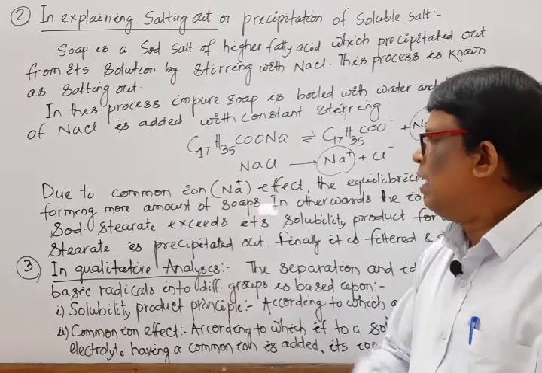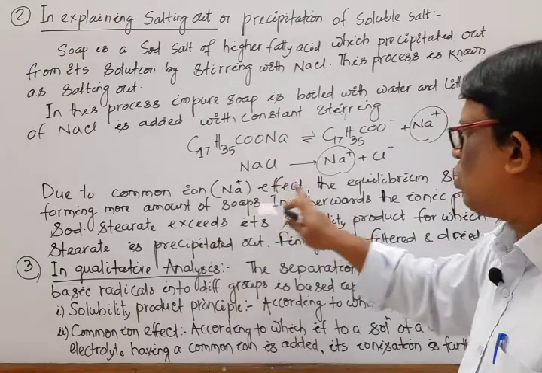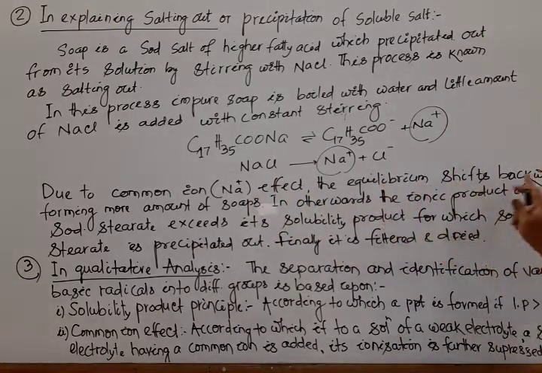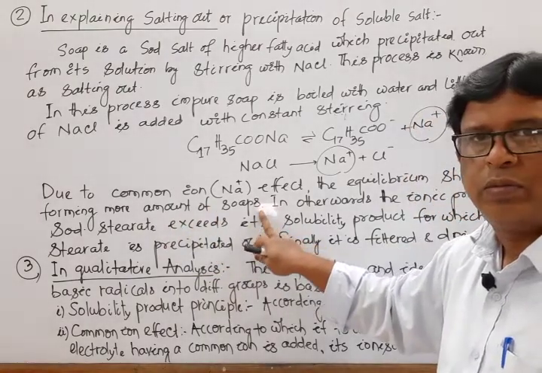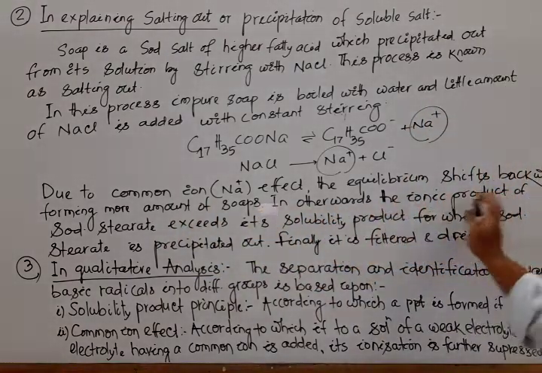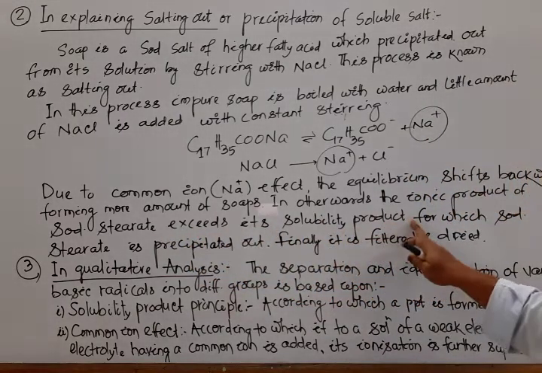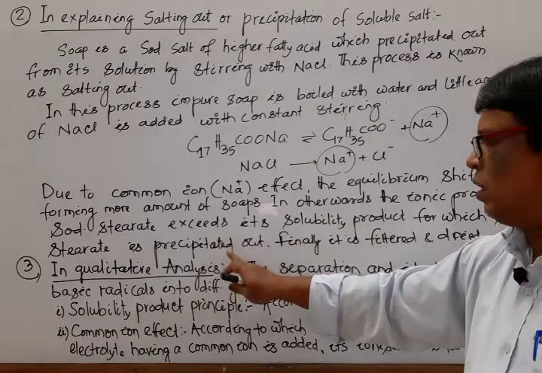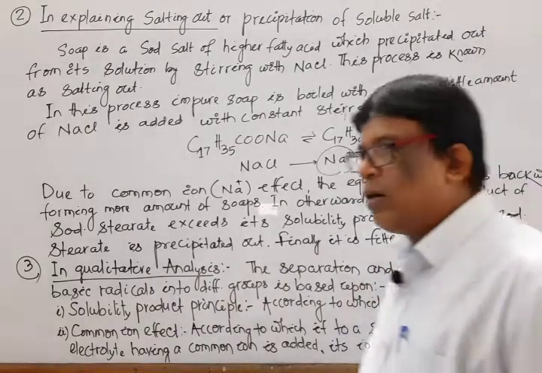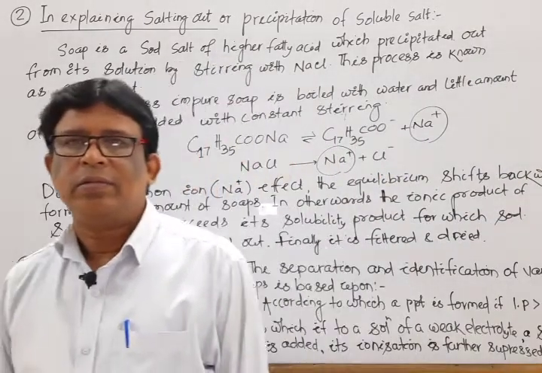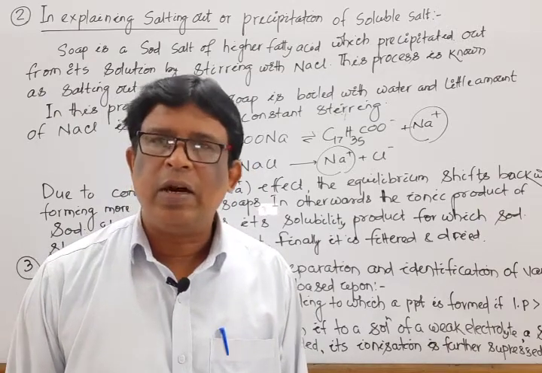Okay, mark that. Which one is the common ion? That is the sodium ion. Due to the common ion effect, the equilibrium shifts backward, forming more amount of soap. In other words, the ionic product of sodium stearate exceeds its solubility product, for which sodium stearate is precipitated out. Finally, it is filtered and dried. This is known as the second application, that is salting out of soap.